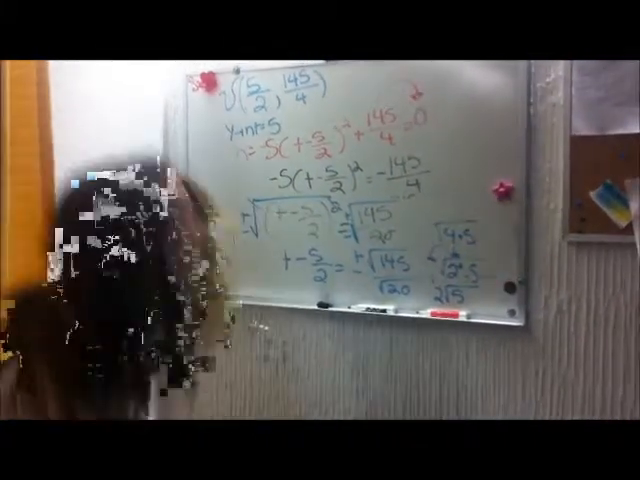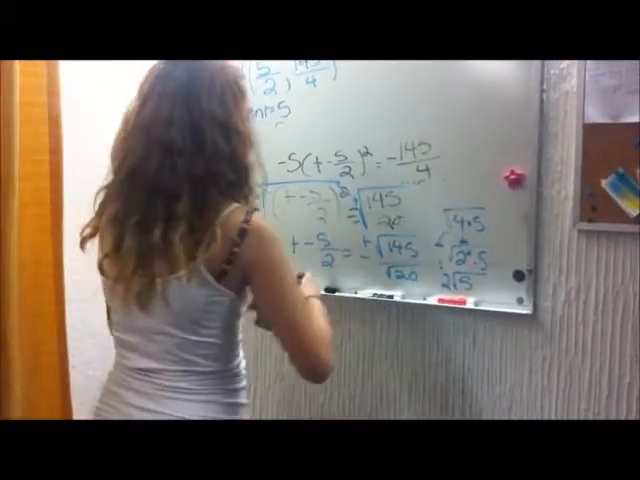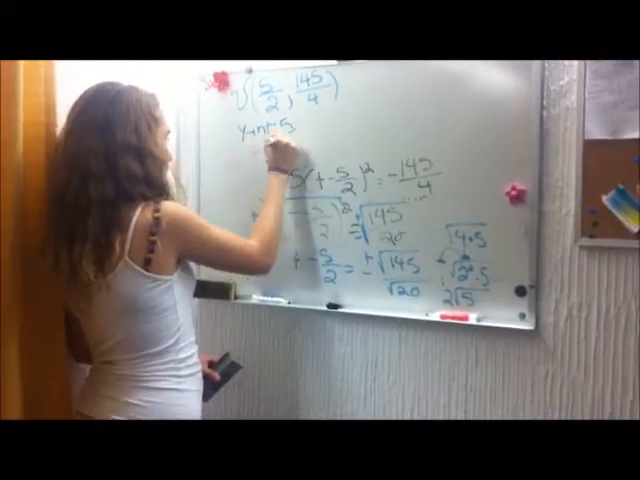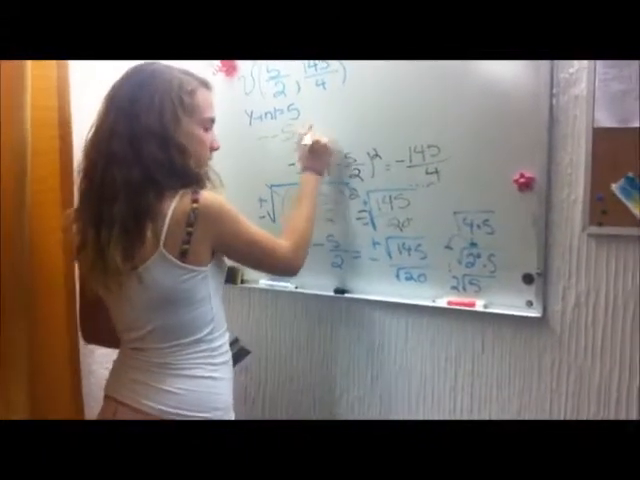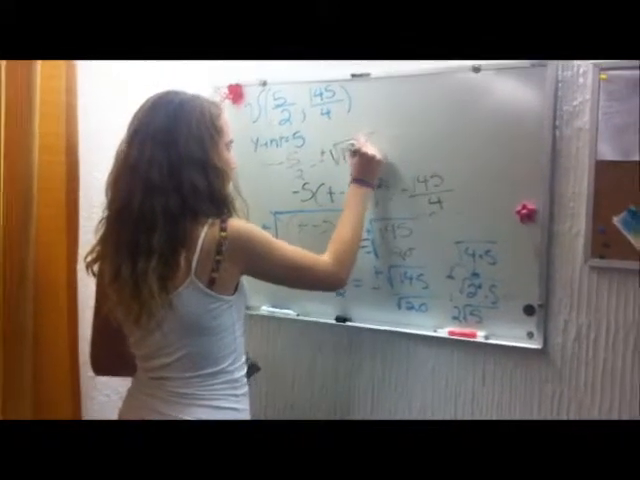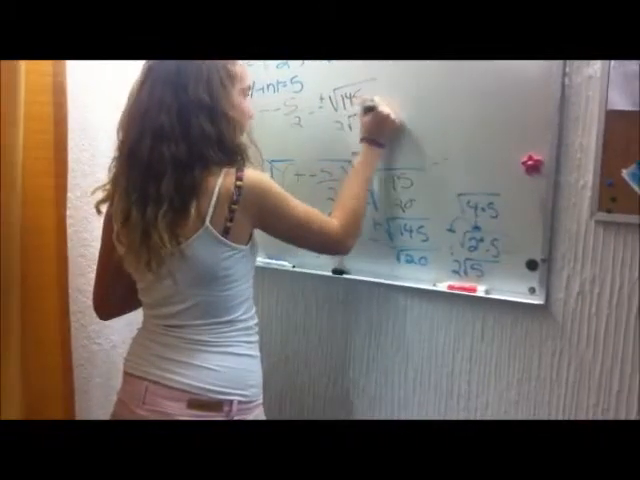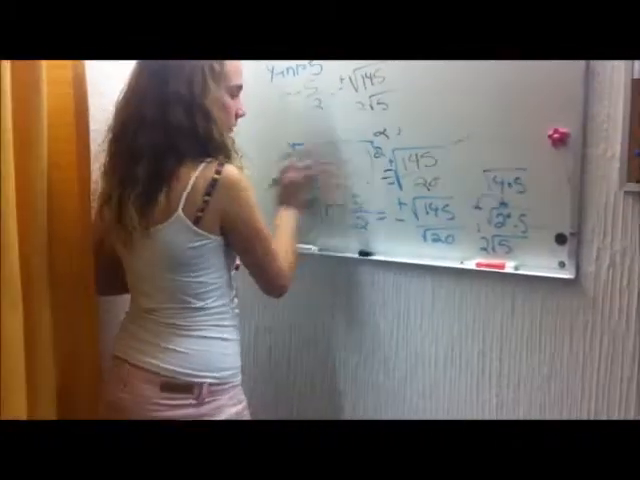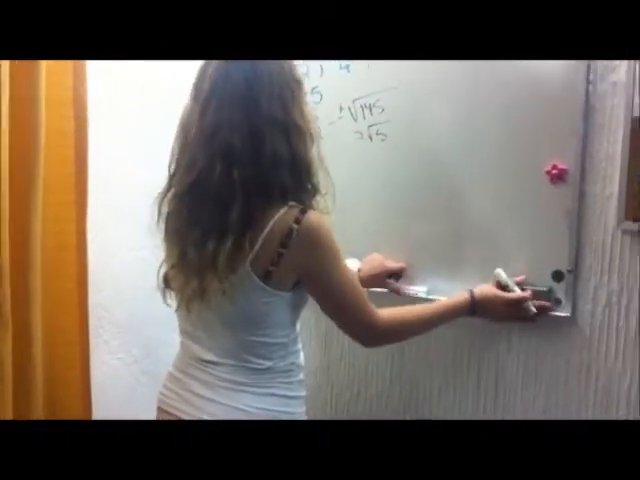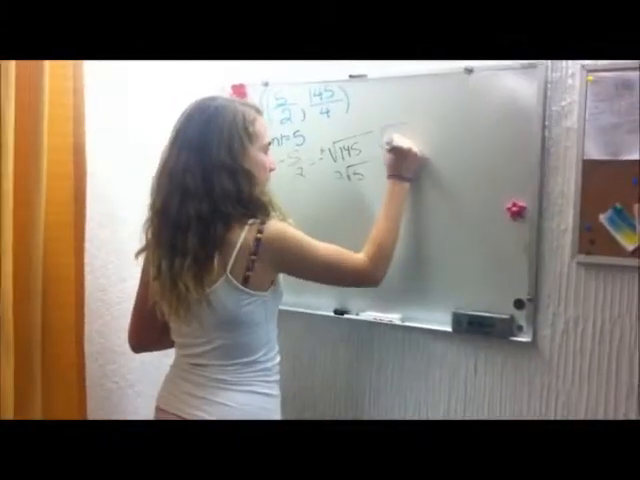So we go now back here where we got that t minus 5 halves equals plus or minus the square root of 145 over 2 times the square root of 5. Okay? Because we can't have a square root in the denominator, we multiply this one times the square root of 5 like this.